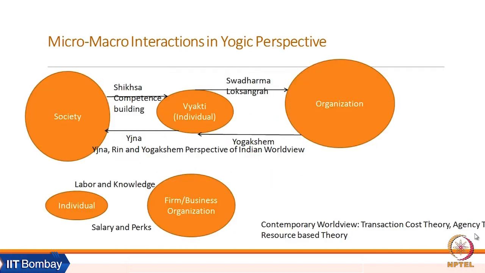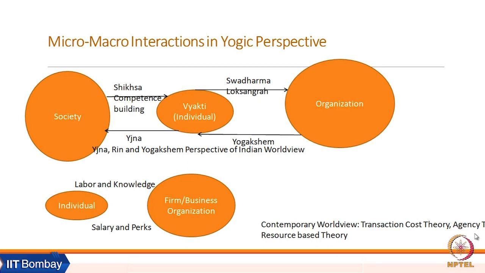The next question is, how should the relationship be between vyakti, the micro unit of society, and samashti, the macro expression of society? If we look at the individual, the individual receives education or competency from society. That is the first interaction of society and individual. Society educates vyakti. Naturally, that results in competency. With that competency, vyakti forms organizations.